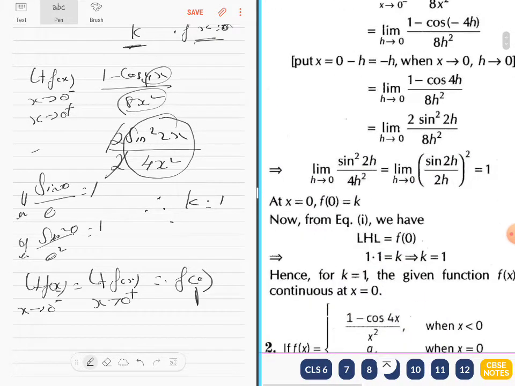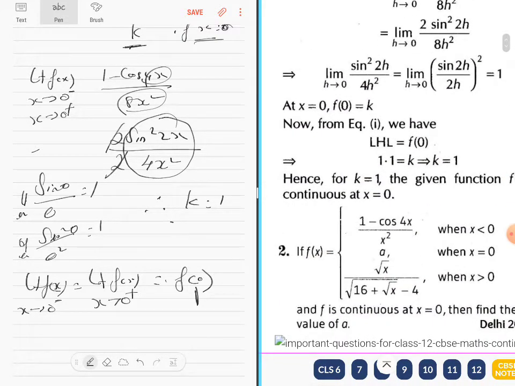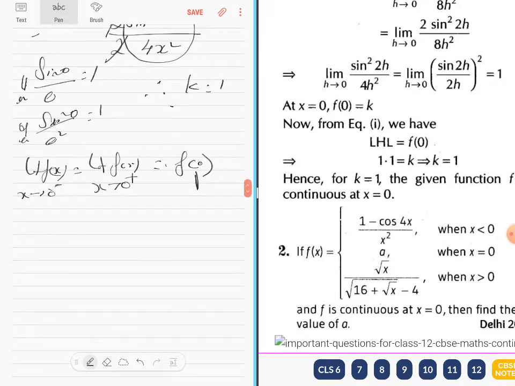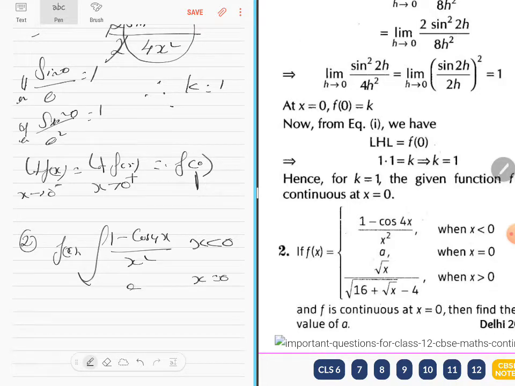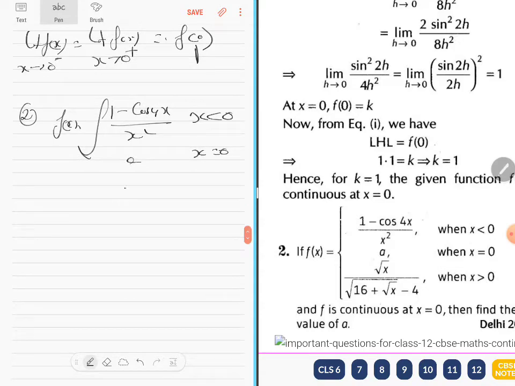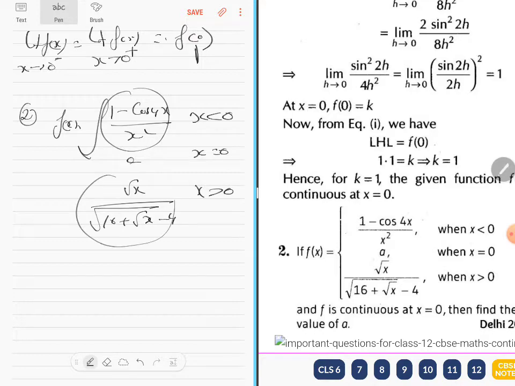So let's go to the next sum. Wherever you can get it in the form sin theta by theta and all, you can directly do it. Okay, so let's go to the second sum. f of x is equal to 1 minus cos 4x by x square when x is less than 0, and a when x is equal to 0, and root x by root of 16 plus root x minus 4 when x is greater than 0, which means on the left use this formula, on the right use this formula.